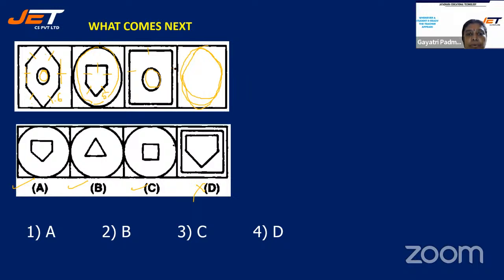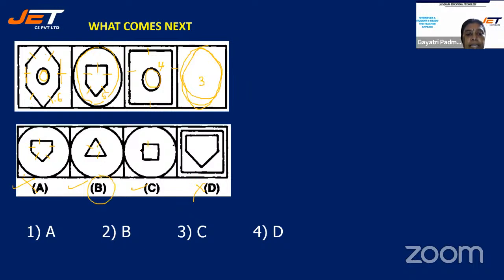Square has only 4 sides. So 6, 5, 4. So the third one should be 3. Am I right? Right. So out of ABC, which has 3 sides? See here, 1, 2, 3, 4, 5. So this is wrong. It cannot be because we want only 3 sides. See here, triangle is 3. 1, 2, 3. Perfect. So your B could be the answer.